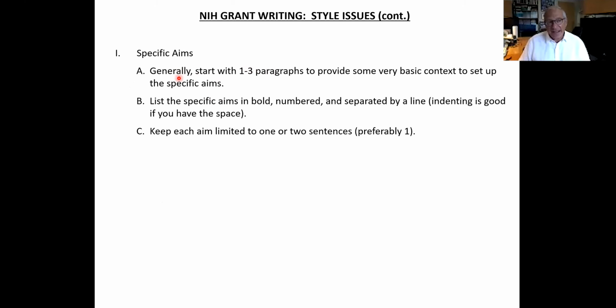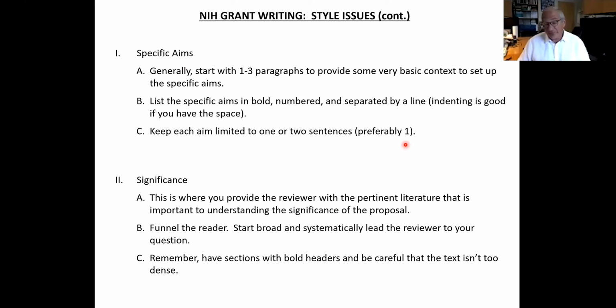For the specific aims, I would generally start with 1 to 3 paragraphs to provide some very basic context to set them up. I personally like to list them in bold. I number them and I separate them by a line. I indent if I have space. And I like to keep each aim limited to 1 or 2 sentences. This way I can use them later on as headers for the approach. But there are different styles for specific aims that can be effective.